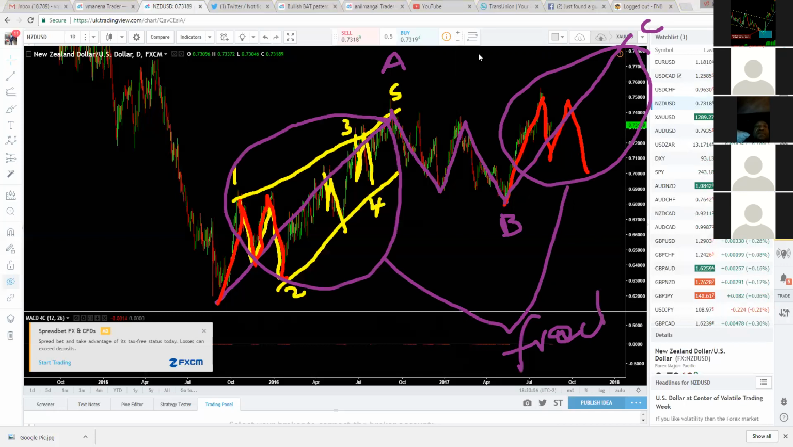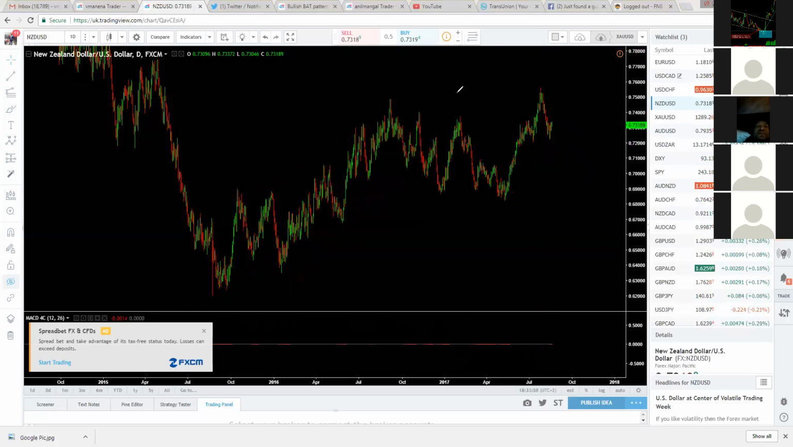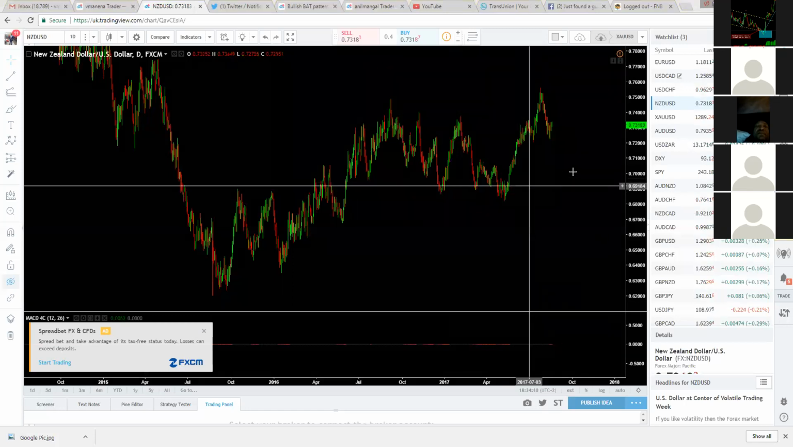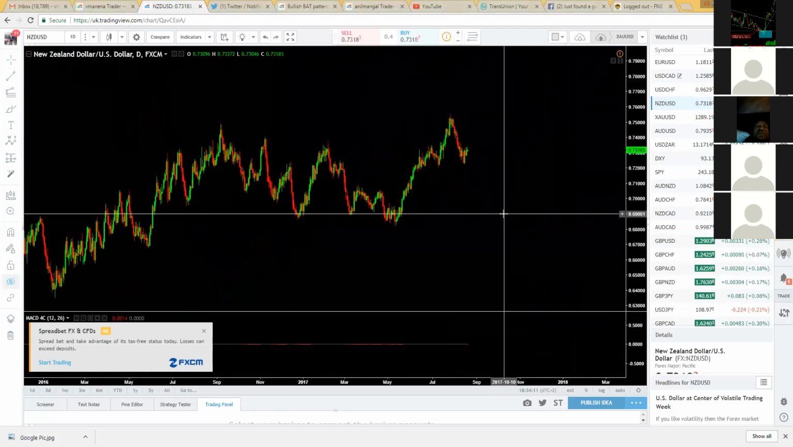This is not in the book. You don't learn this in the book, but you see what we've just identified. The same way we've done it on US dollar JPY, exactly the same way we're going to do it here. We're expecting the same thing. So let's look at the lower time frame to see how we trade this.